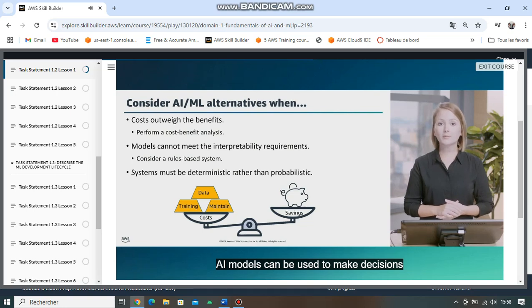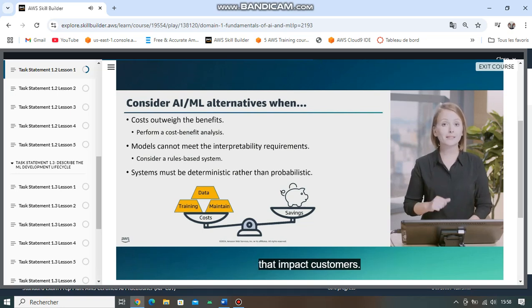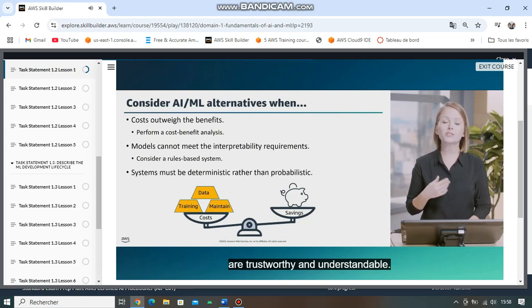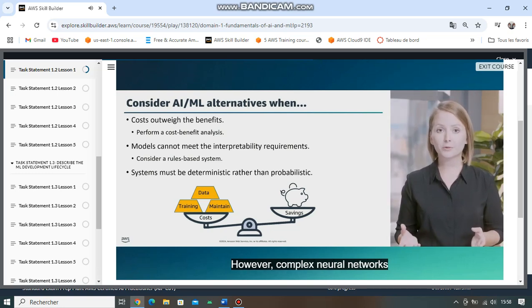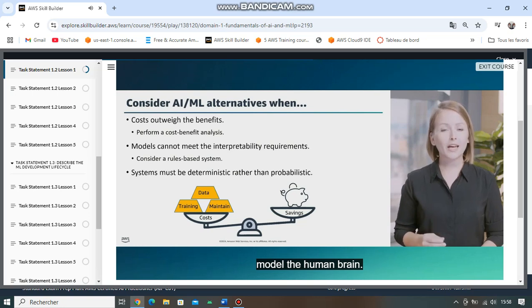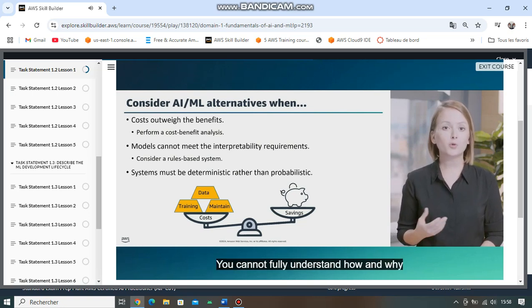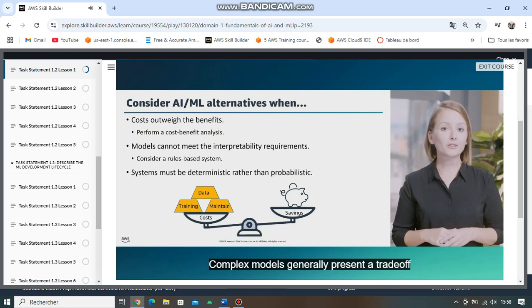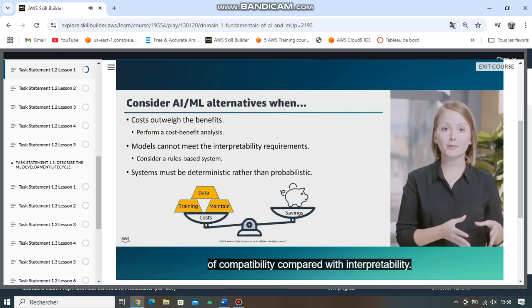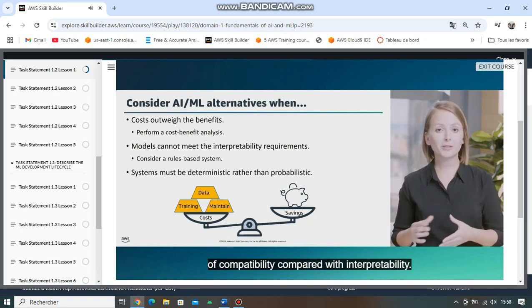AI models can be used to make decisions that impact customers. For example, when someone applies for a loan, it's important to make sure that models are trustworthy and understandable. However, complex neural networks model the human brain. You cannot fully understand how and why the inner mechanics impact the prediction, which is known as model interpretability. Complex models generally present a trade-off of performance compared with interpretability.